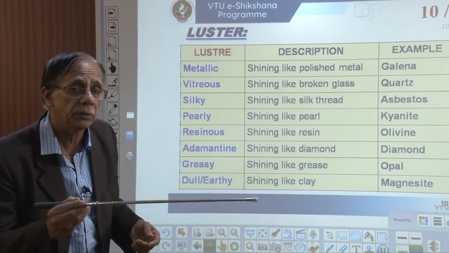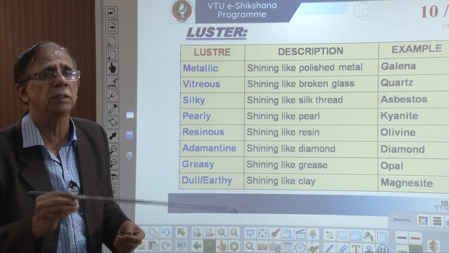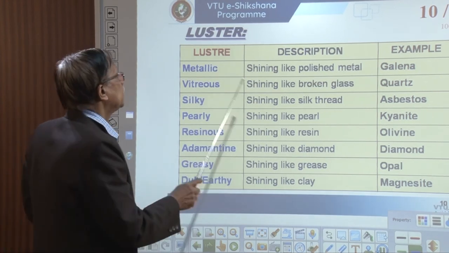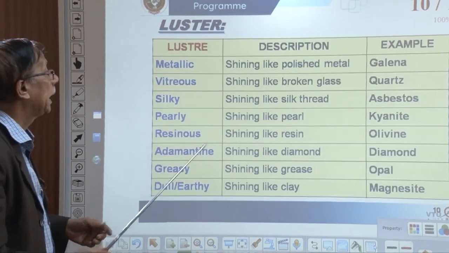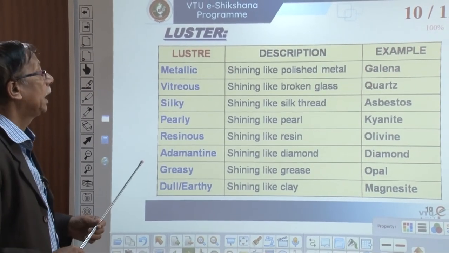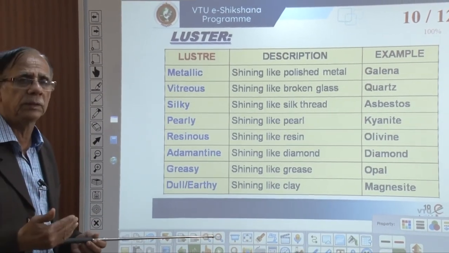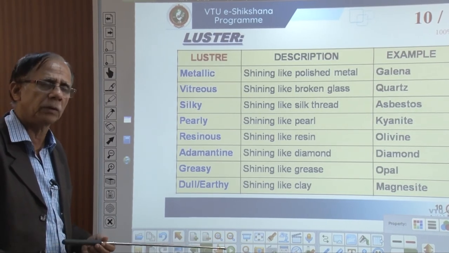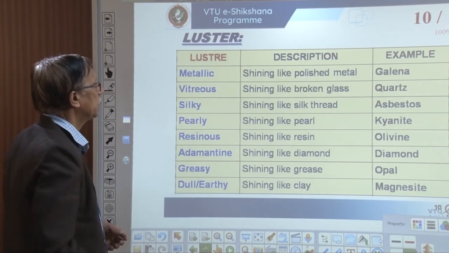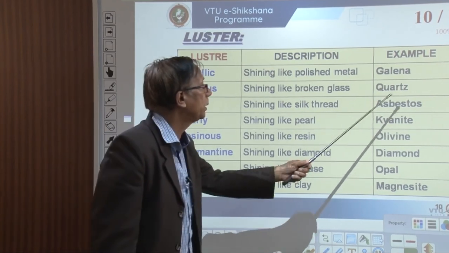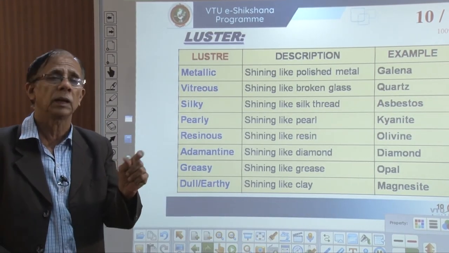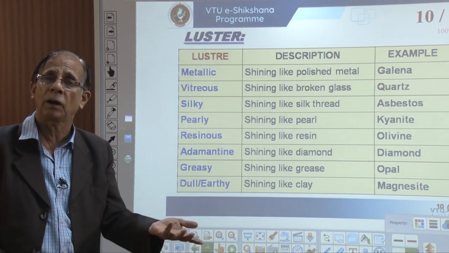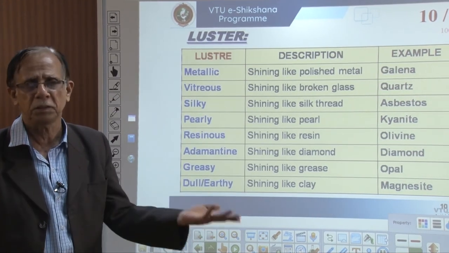Glassy habit is different, glassy luster is different. Broken glass like minerals like quartz exhibit that kind of luster. Now I can easily say whether it is a quartz or not. If quartz, it has to exhibit this kind of luster, but a diamond, if I break, it may not exhibit that kind of luster. Both are crystalline, both are colorless, both are hard, but I can distinguish.